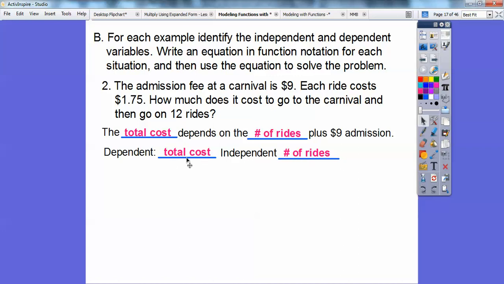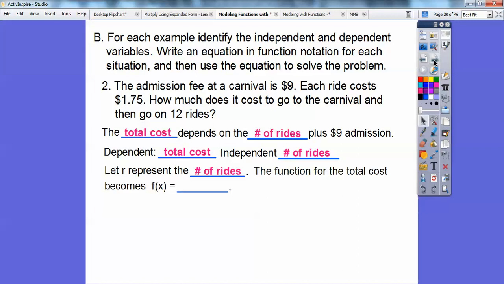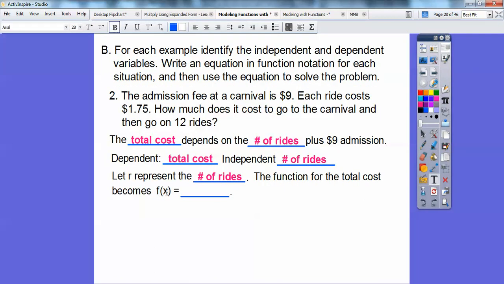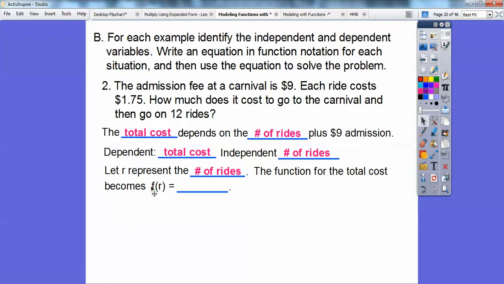So we'll let r represent the number of rides. And then the function for the total cost becomes f of h. Actually it's f of r. Shame on me. This should be f of r right here. Let's see if I can fix that. So it should be f of r, the function. Here we go. So it becomes $1.75 for each ride plus the $9 entrance fee.